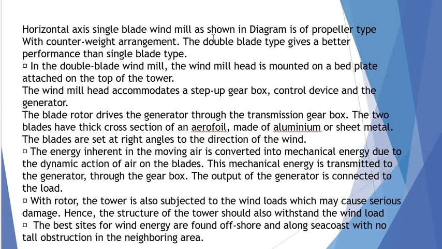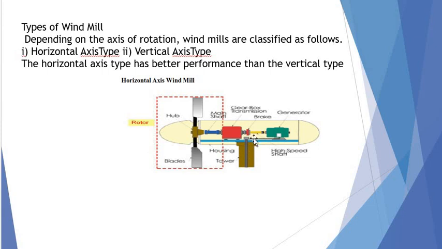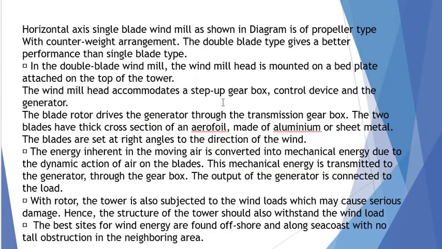In the double blade windmill, the windmill head is mounted on a bed plate attached on the top of the tower. That is, the blade is attached on the top of the tower. The windmill head accommodates a step-up gearbox, control device and a generator. The blade rotor drives the generator through the transmission gearbox. The two blades have a thick cross-section of an aerofoil made of aluminium or sheet metal. The blades are set at right angle to the direction of the wind.